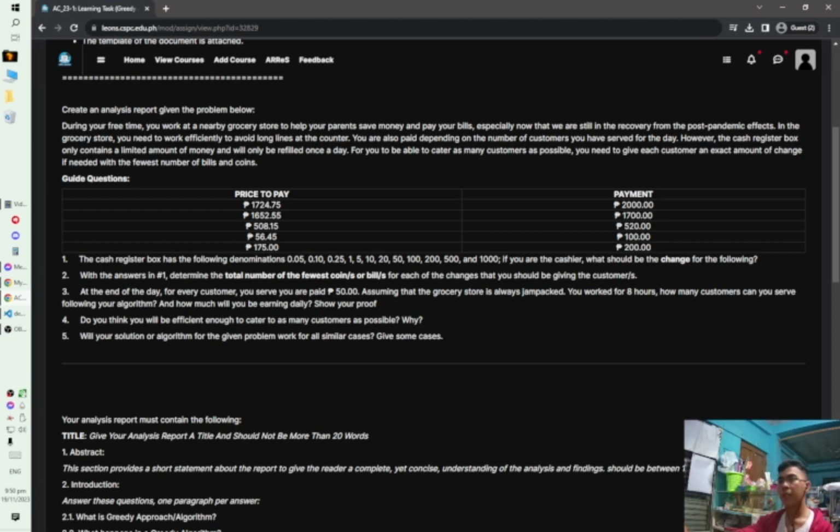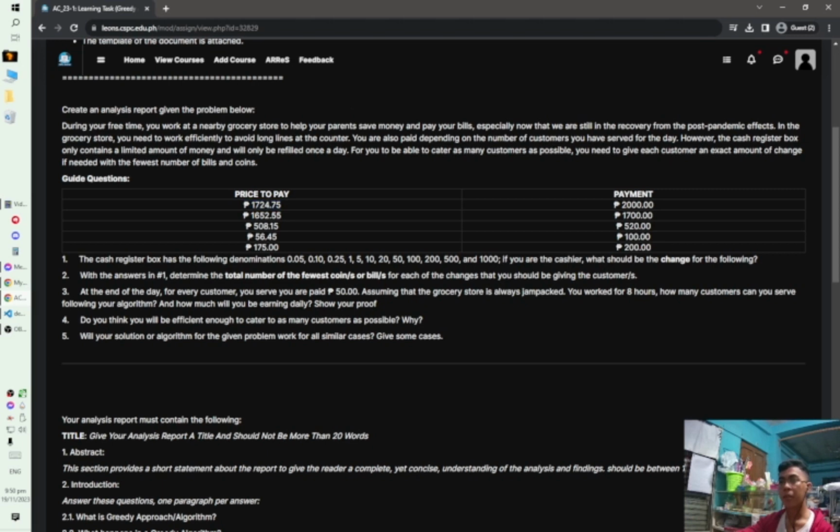Now, for us to be able to cater as many customers as possible, we need to be efficient, and we need to give each customer an exact amount of change with the fewest number of bills and coins. Now here is the table. The column on the left represents the prices to pay for each transaction, and the right column corresponds to the payment per transaction.